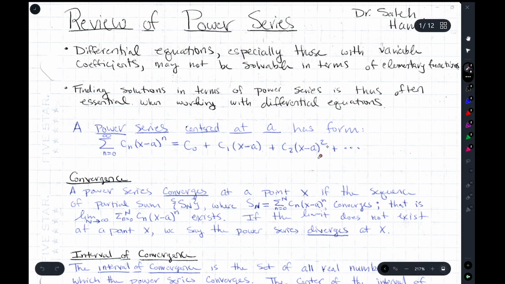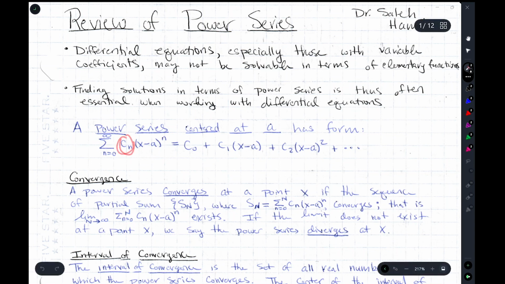So power series, centered at a, the point a, has the following form. This is what a power series is. And what's unique about power series is this infinity there. That's really important, okay? That's what distinguishes a power series from just, say, a polynomial of nth degree, is you have this infinity. You're summing an infinite amount of terms that look like this.